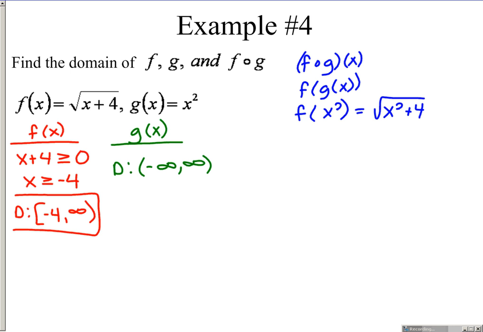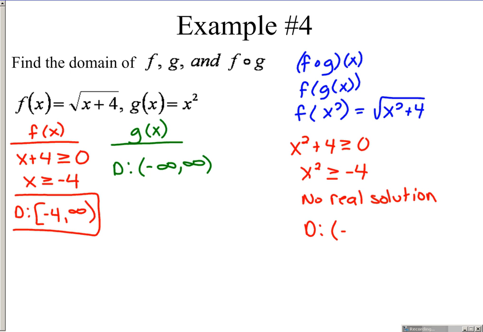Finally here now, we want to take this function and find the domain. Well, we take the stuff underneath the radical. We know that that has to be greater than or equal to 0. Take the square root of both sides. When we go to take the square root of this, this has no real solution. Since there is no real solution here, there is no domain restriction, and our domain is from negative infinity to infinity.